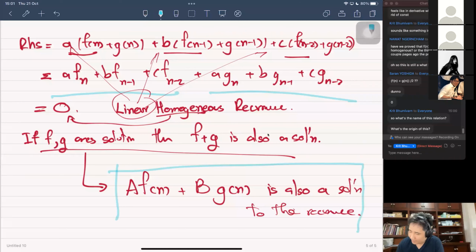The origin of this is probably ODE, ordinary differential equations, because the guy who discovered calculus is essentially Newton, right? So ODE is around that time. So the origin of this must be ODE, but don't quote me on this.